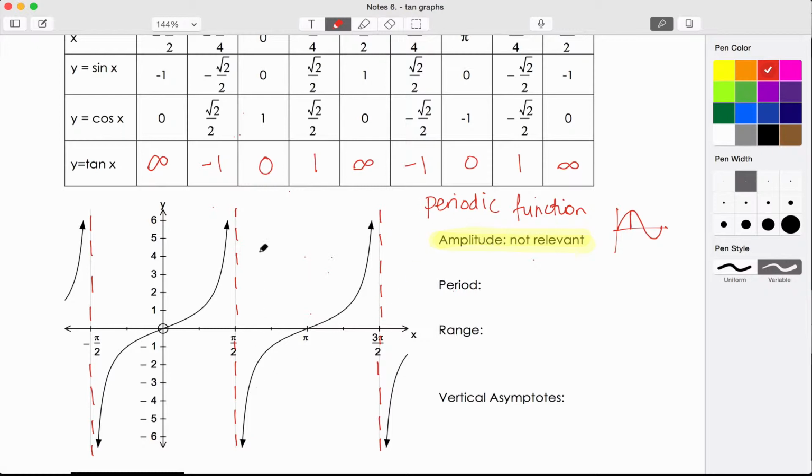The range is the y values. It goes all the way from negative infinity to positive infinity, which we can write as R.